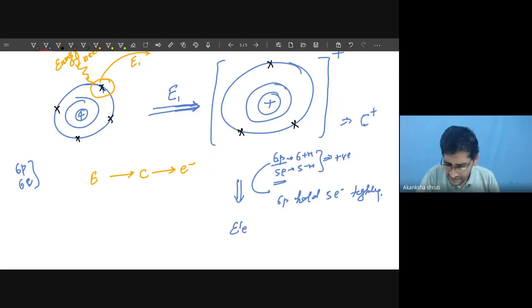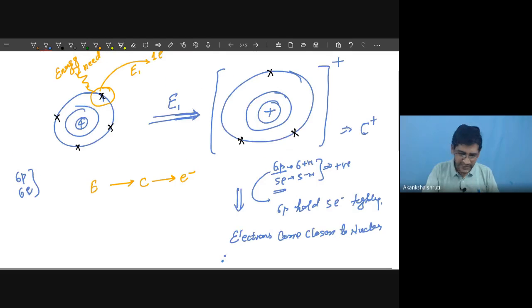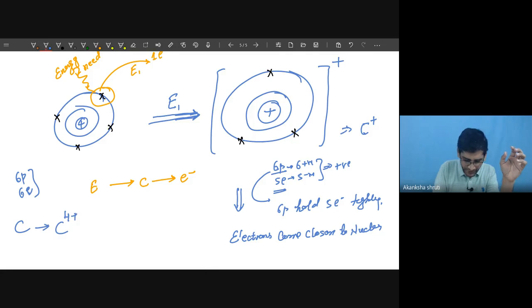So electrons come closer to the nucleus. Why? Because of more attraction, so attraction increases. Now, up to this much, suppose we want to remove one more electron from this C plus. Our target is to reach from normal carbon to carbon 4 plus. Our purpose is to reach this one.